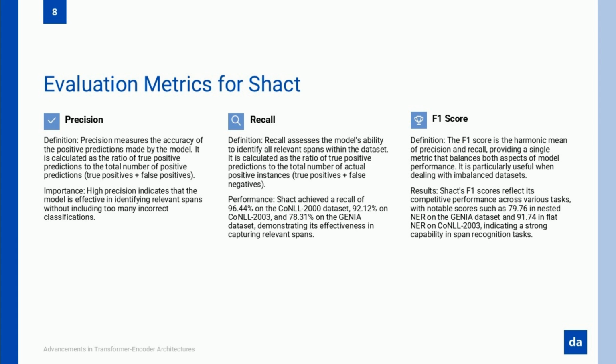SHACT's recall rates were stunning: 96.44% on CoNLL 2000, 92.12% on CoNLL 2003, and 78.31% on Genia. These numbers tell a story of remarkable success, but I can't help but wonder why the Genia dataset posed a greater challenge. Finally, there's the F1 score, a harmonic balance between precision and recall. It's the metric that asks, how well does the model perform overall, considering both accuracy and completeness? The researchers' evaluations showed that SHACT excelled in this regard, with an F1 score of 79.76 in nested named entity recognition on Genia and 91.74 in flat NER on CoNLL 2003.